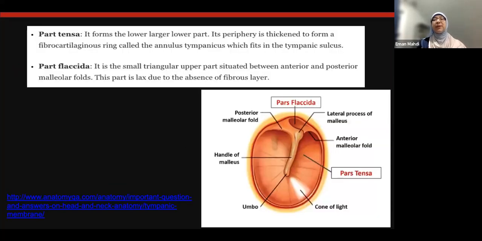So what are the pars flaccida and pars tensa? It's related to the attachment of the tympanic membrane. The pars flaccida is the upper triangular portion, the smaller portion, the superior portion. However, the pars tensa is the large portion, the remaining portion of the tympanic membrane.